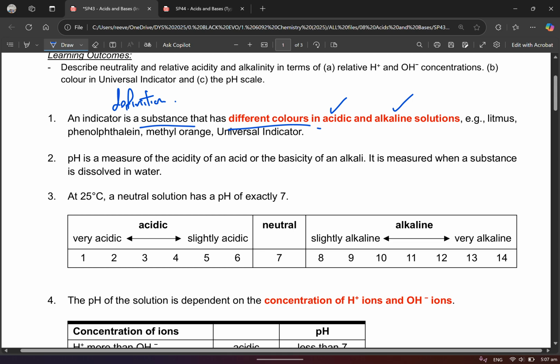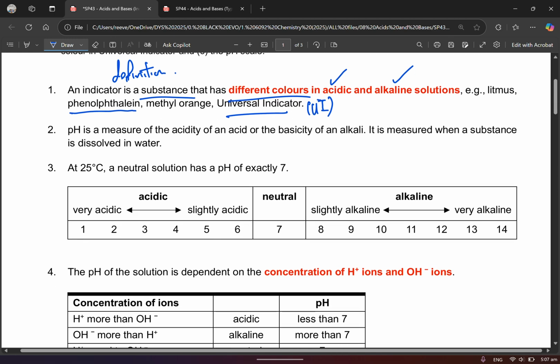So there are some common indicators, example litmus, methyl orange, universal indicator, and phenolphthalein. Phenolphthalein may not sound like a common word to you, okay, but in the world of chemistry, phenolphthalein is a well-known indicator lah. Okay, universal indicator, some people call it short form UI. You may hear me say UI. UI is universal indicator, okay?